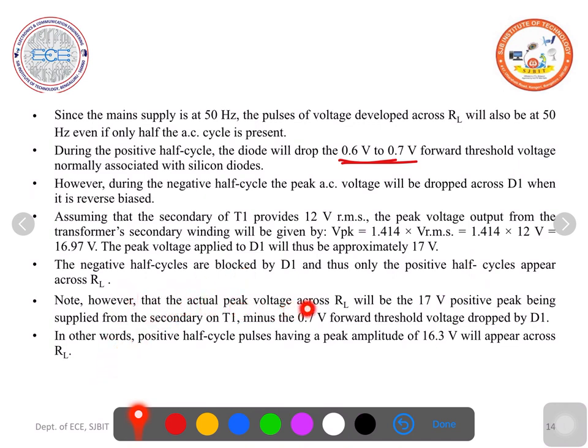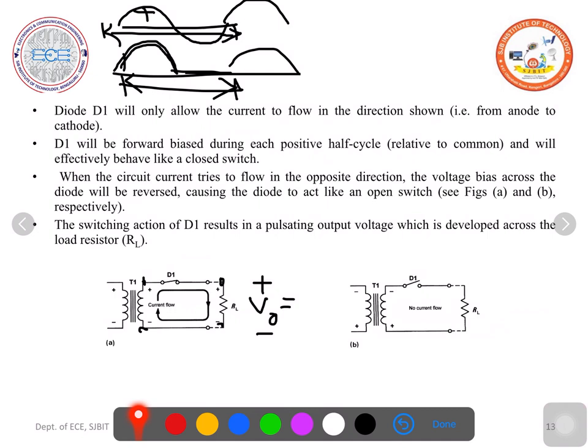However, the actual peak voltage across RL will be 17 volts positive peak being supplied from the secondary of T1 minus 0.7 volts forward threshold voltage dropped by D1. So the peak amplitude at the output will be 16.3. If you have not understood, here is 240 volts RMS. The secondary is 12 volts RMS. So with 12 volts RMS, the peak voltage will be 17 volts. This is the RMS value. This is the peak value, 17 volts.